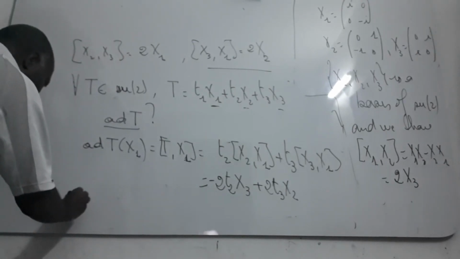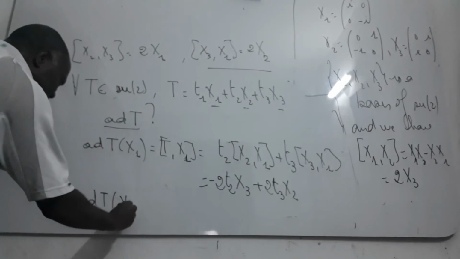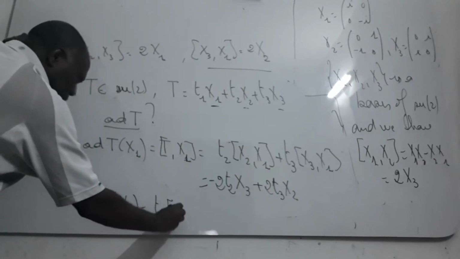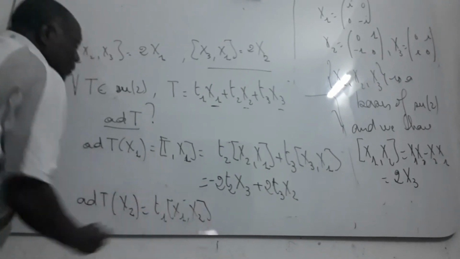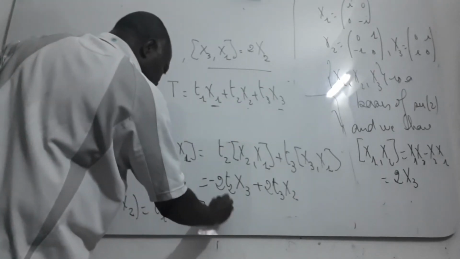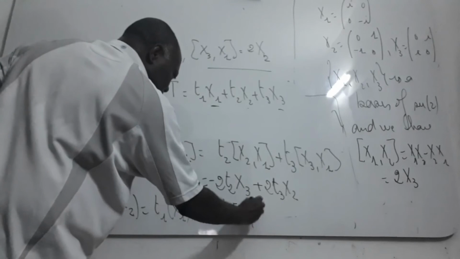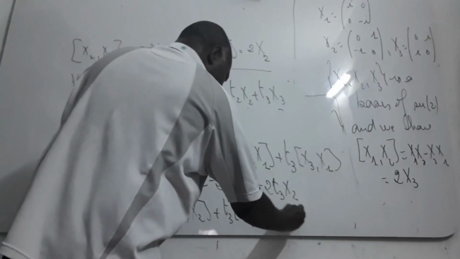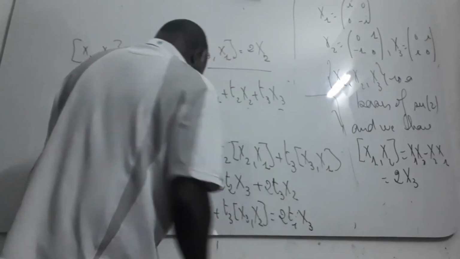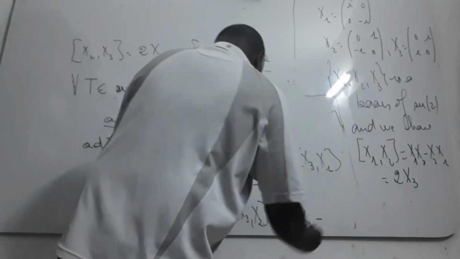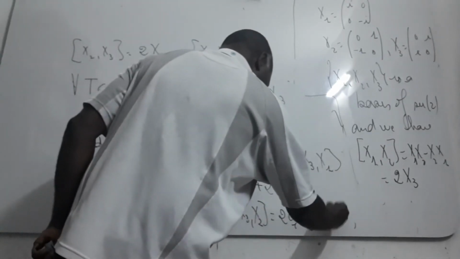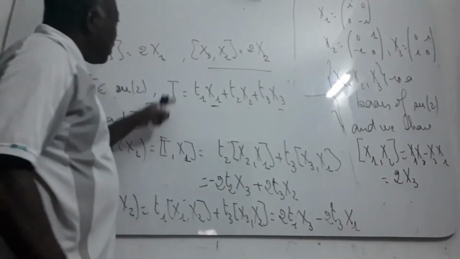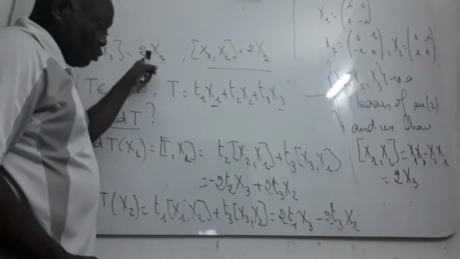And when you compute also the adjoint of T on the second element of your basis, S2, you take T1, the bracket of S1, S2, and this one is equal to 0, plus T3, the bracket of S3, S2, which will be equal to 2 T1 S3 minus 2 T3 S1, because S2 S3 is 2 S1.